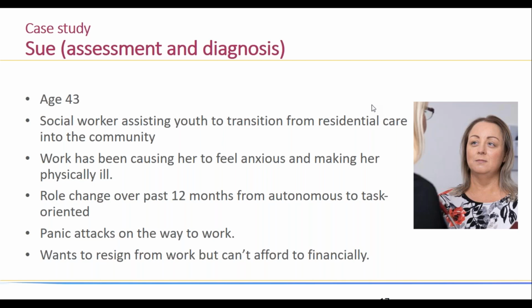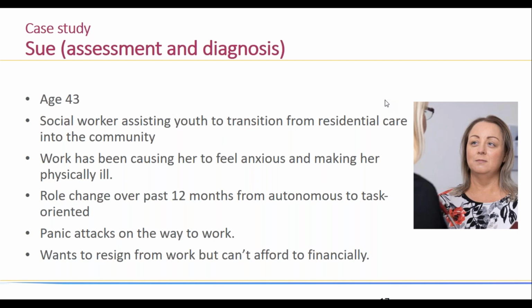She describes how over the past year her role has changed from one that was quite autonomous. She used to, for example, previously facilitate a peer support group, represent the organisation at regional meetings, and engage in training activities, but now her role has changed into a very task-oriented case manager position. And this change is causing her grief, and she started to have panic attacks on the way to work. She says it takes her only 5 minutes to get to work, but by the time she gets there, she's in a lather of sweat.